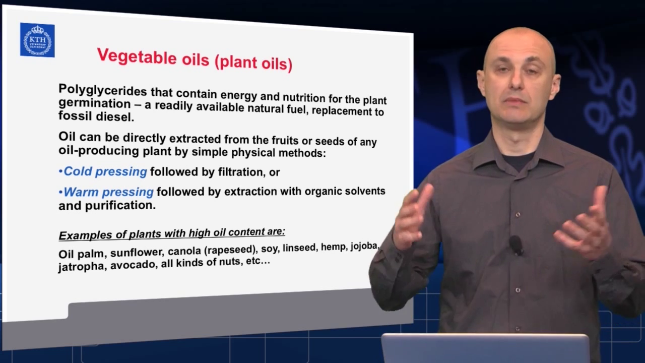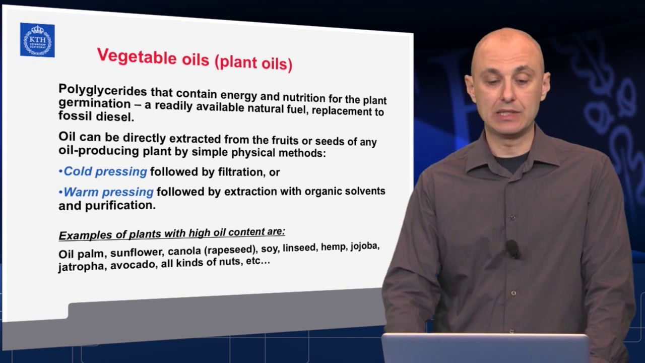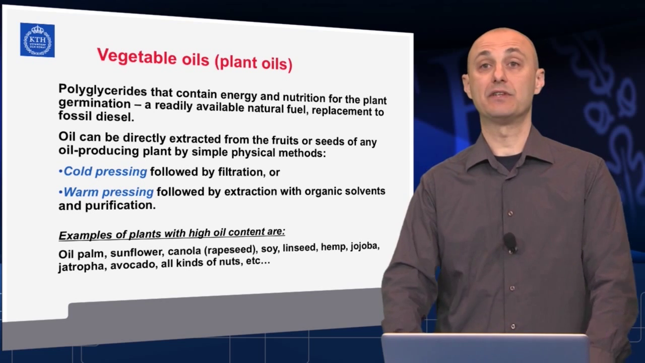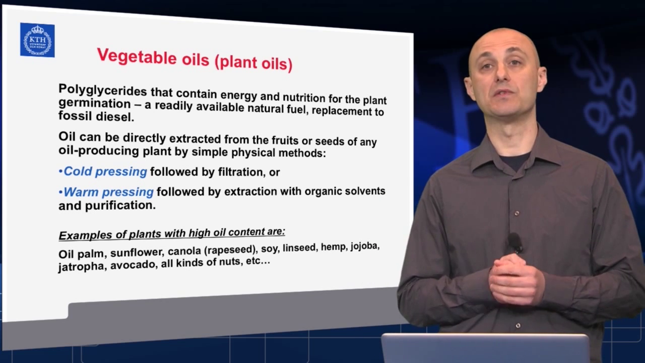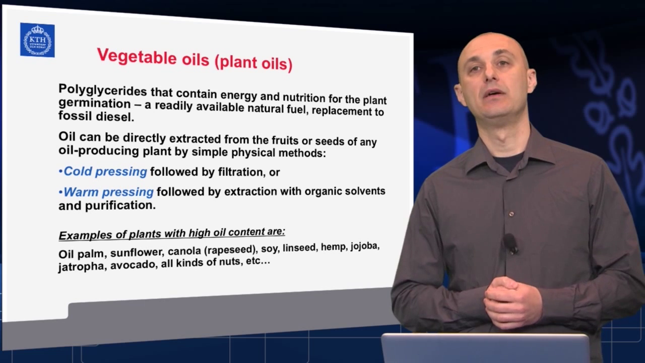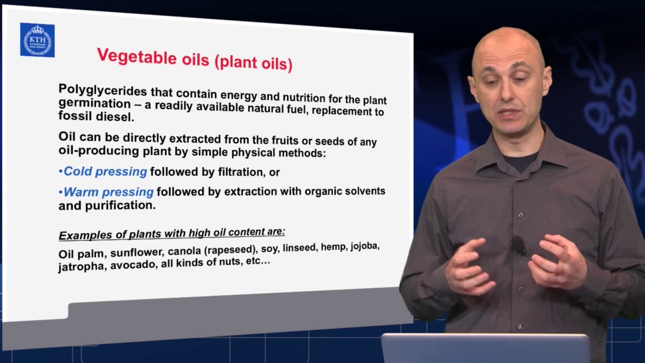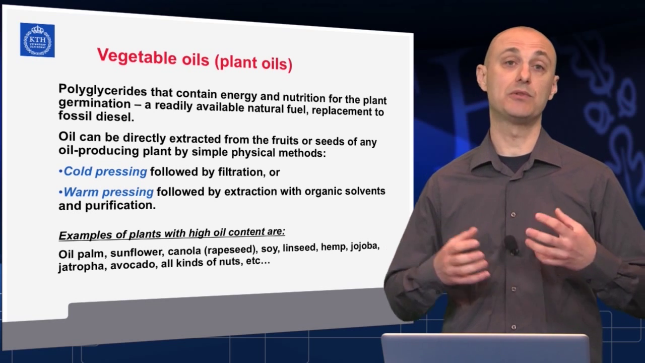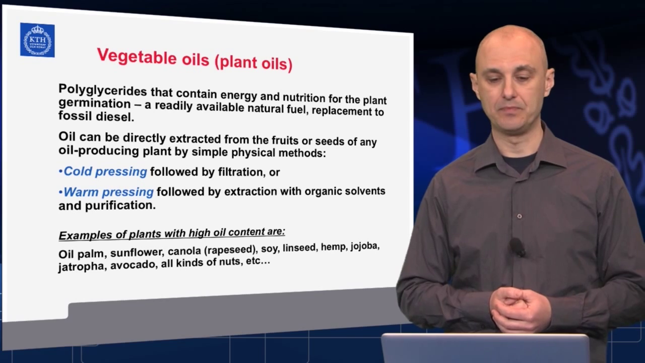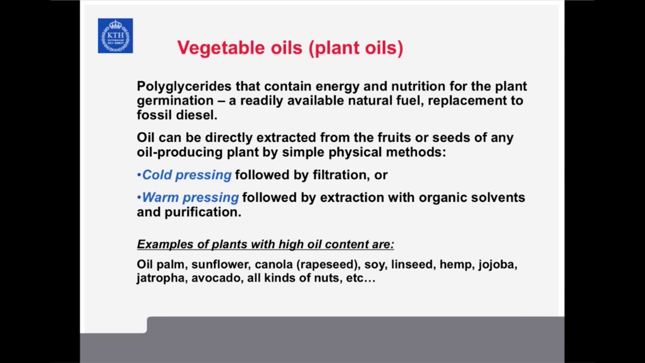Vegetable oils, that is plant oils, are simply polyglycerides, different combinations of organic molecules in a polyglyceride style, whose purpose naturally is to contain or to store energy and nutrition for the seed of the plant to germinate in the next generation. We use this fact that certain plant species store most of that energy in the form of oil, naturally occurring fatty acid.